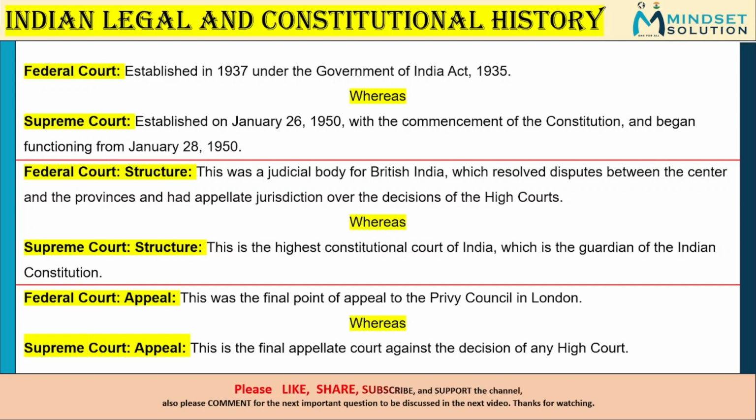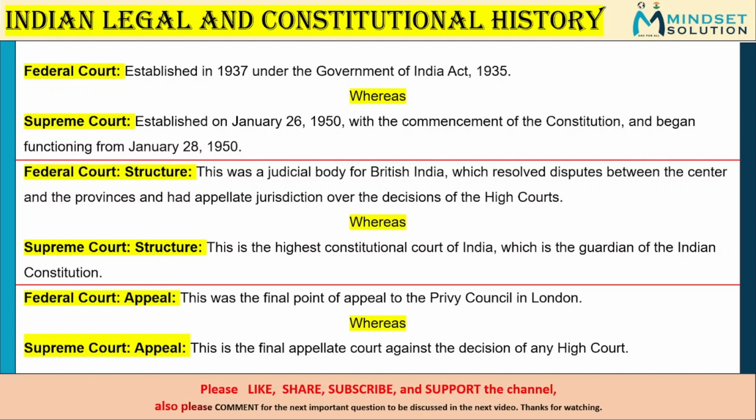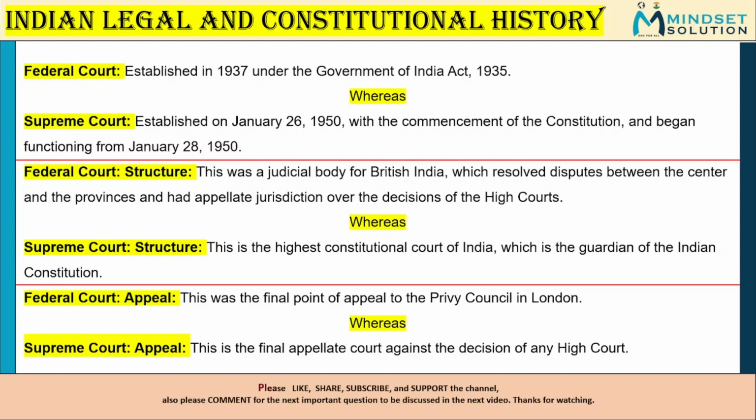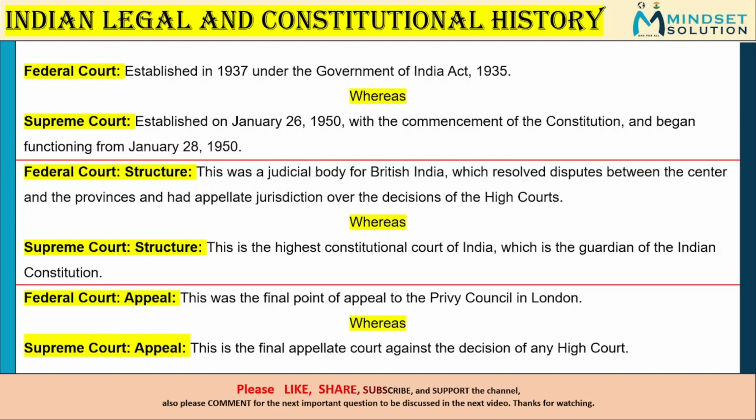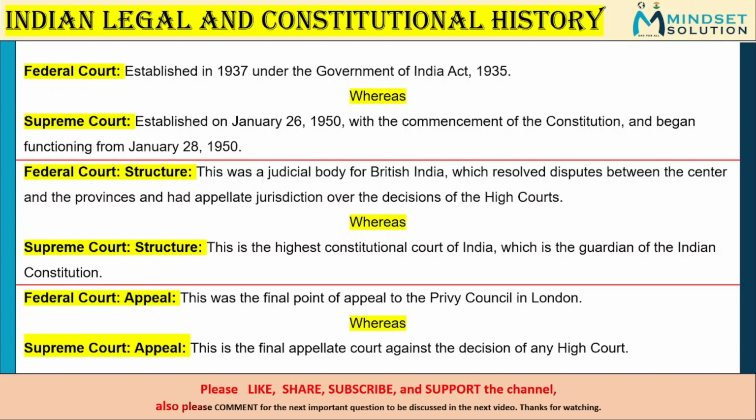So in this point, we have understood the establishment of the Federal Court and the Supreme Court, and the structure. The Federal Court structure was made by British India, and it only resolved disputes between the center and provinces, whereas the Supreme Court is the highest constitutional court of India, and it is the guardian of the Indian Constitution.